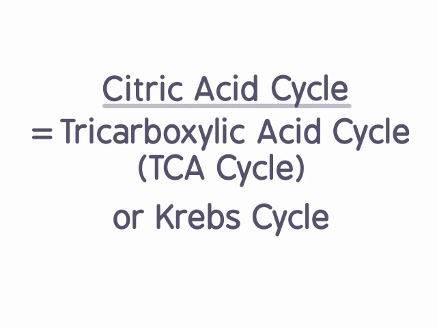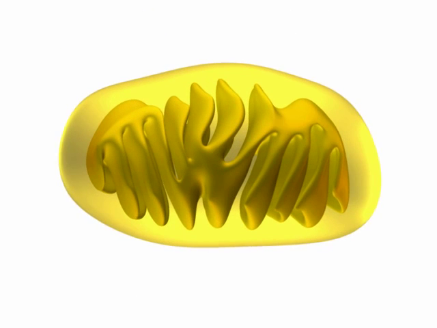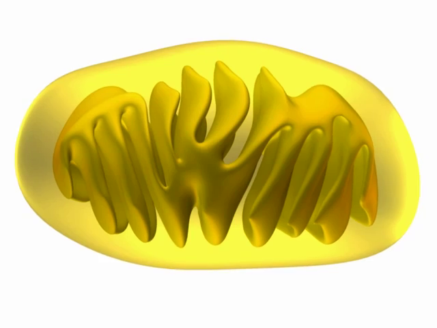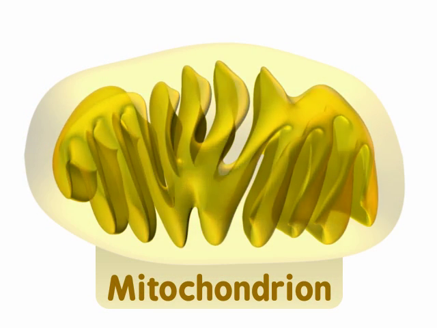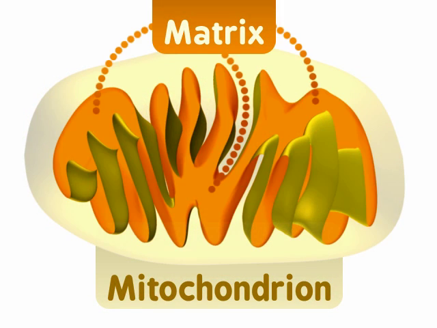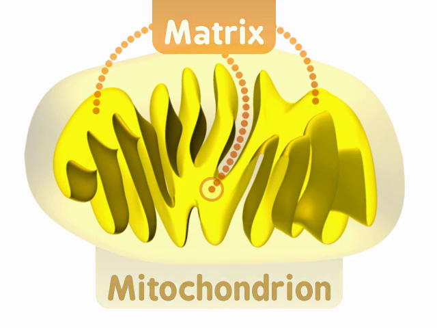In this animation, we will focus on the citric acid cycle, also called the tricarboxylic acid, TCA cycle, or Krebs cycle. The citric acid cycle takes place in the matrix, or fluid, of the mitochondrion. This is where mitochondrial DNA is found and where fatty acid breakdown takes place.